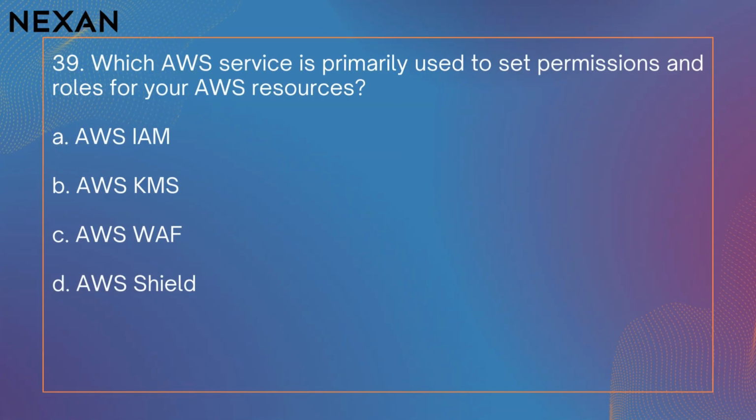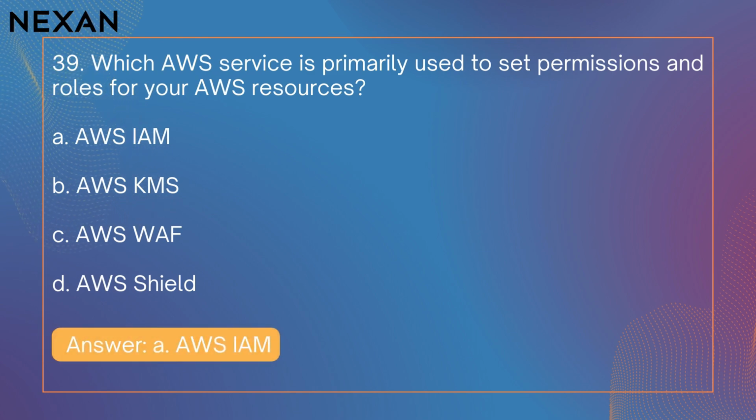39. Which AWS service is primarily used to set permissions and roles for your AWS resources? A. AWS IAM. B. AWS KMS. C. AWS WAF. D. AWS Shield. Answer A. AWS IAM.